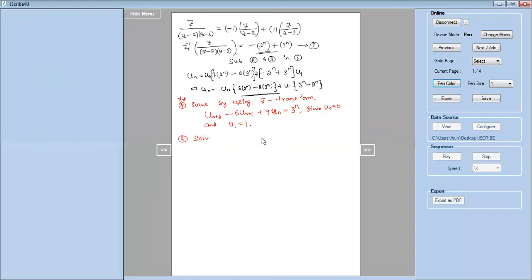Solve by using Z transforms. The function is yn plus 2 plus 2 into yn plus 1 plus yn is equal to n with y0 equal to 0, that is equal to y1. So solve by using Z transform, yn plus 2 plus 2 yn plus 1 plus yn is equal to n with y0 equal to 0, that is equal to y1.